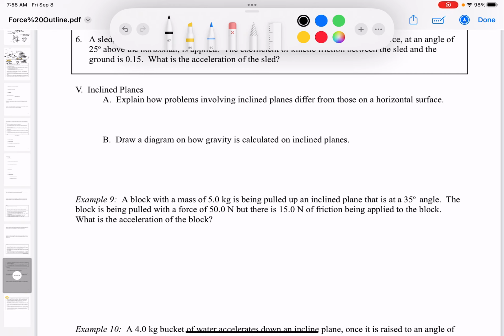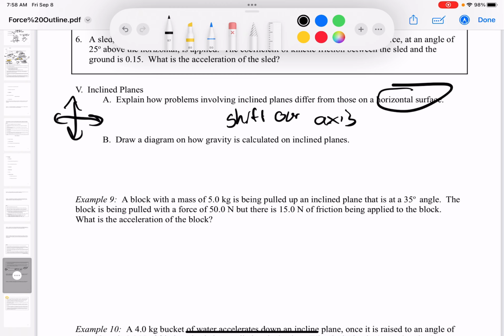So problems with inclined planes are different from horizontal surfaces because we are going to shift our axes. Normally we just have something that looks like this. For the inclined plane, we have this inclined plane here. We're actually going to shift our axes so that we have an axis that is parallel to the inclined plane and perpendicular to the inclined plane.